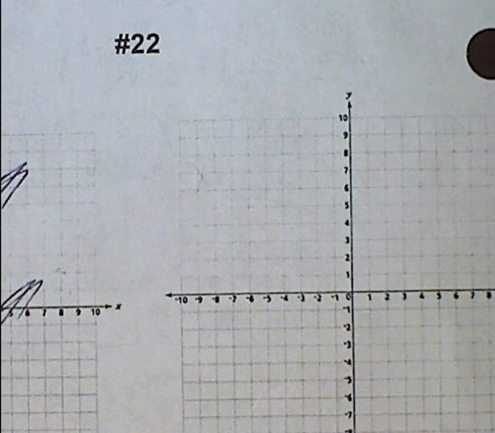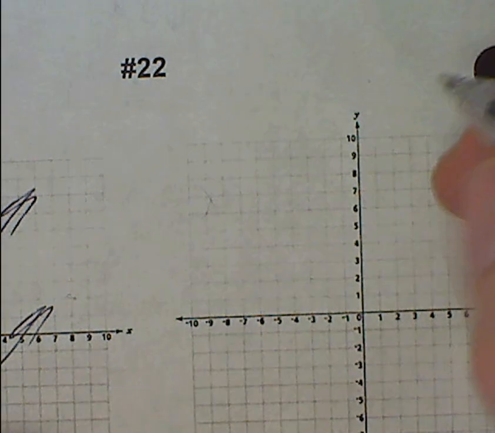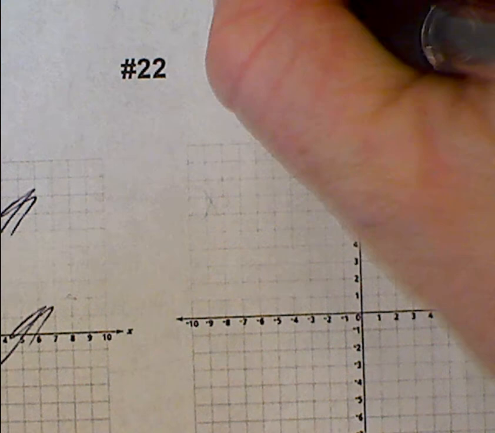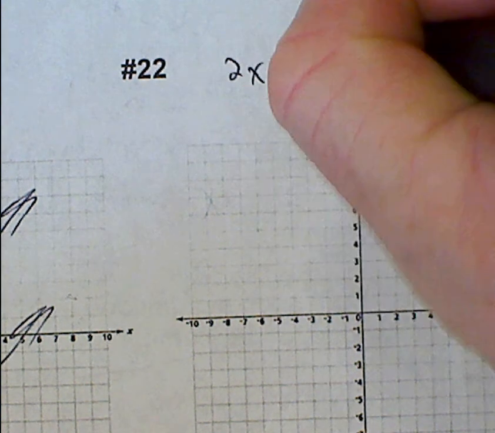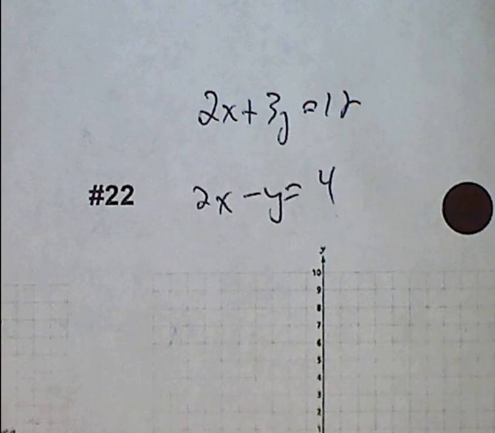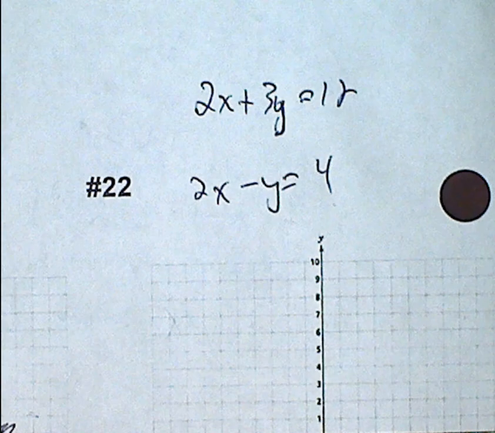Number 22. On number 22, we have to graph 2x plus 3y equals 12, 2x minus y equals 4. Go ahead and get y by itself and then graph. Pause the video and try.